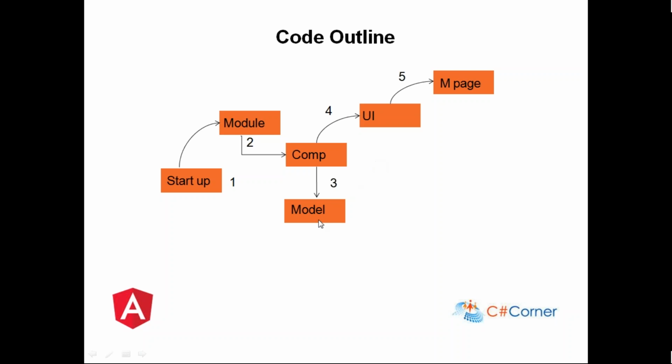After that, the next step is, once the models are in place, it finds the UI and maps it to the main page. So now my master page and the model are mapped with the help of components and modules. This is the outline. Again, everything starts with the startup. The startup helps to find the module.